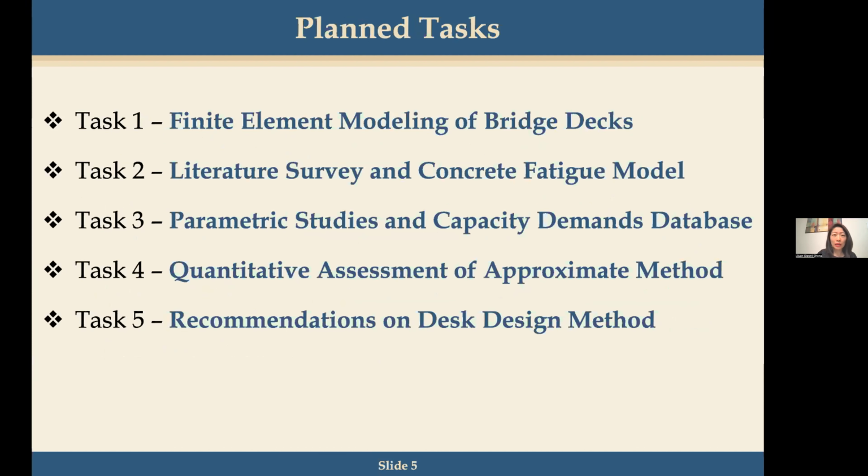These are the planned tasks we targeted for this project, and some of these have been completed. As I go through the presentation, you'll have a better idea. We started with finite element modeling of bridge decks. We started with some verifications of the existing model, and we completed the literature review on the fatigue model for concrete bridge design. And we went into the parametric study of the bridges and looked at the Caltrans database. The remaining tasks are the qualitative assessment of the approximate method and the recommendations on future design.